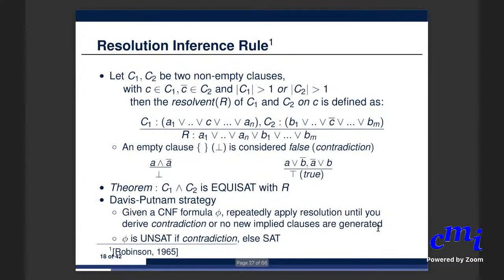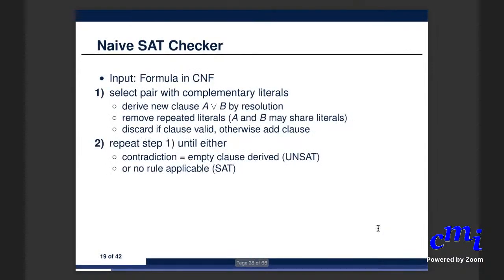Okay, in other words, a naive algorithm that can be used for automatically deciding Boolean satisfiability is the following. The input is a formula in CNF, and you select a pair of clauses in the original set of clauses.